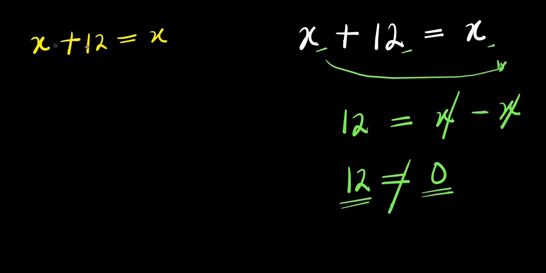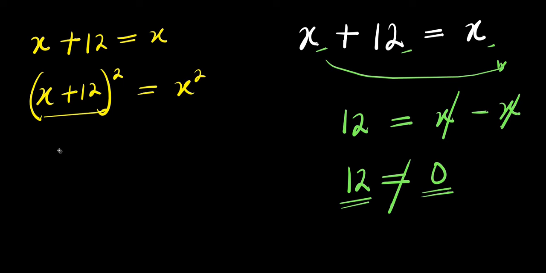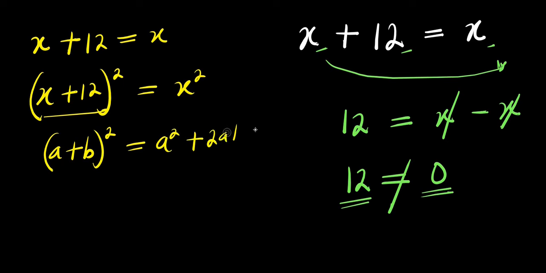I can decide to take the squares of both parts of this equation. I have (x plus 12) raised to the power of 2, and this equals x raised to the power of 2. Now, in order to expand this, I can apply this identity. We have (a plus b) raised to the power of 2, which equals a squared plus 2ab plus b squared, in which our a is x and b is 12.